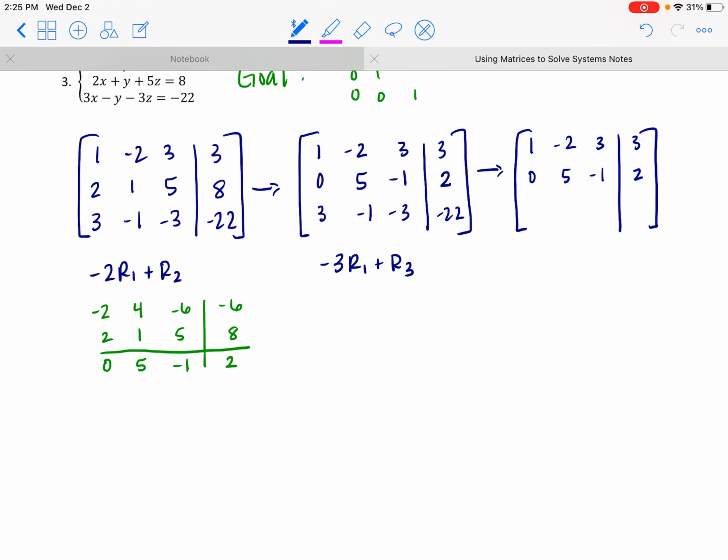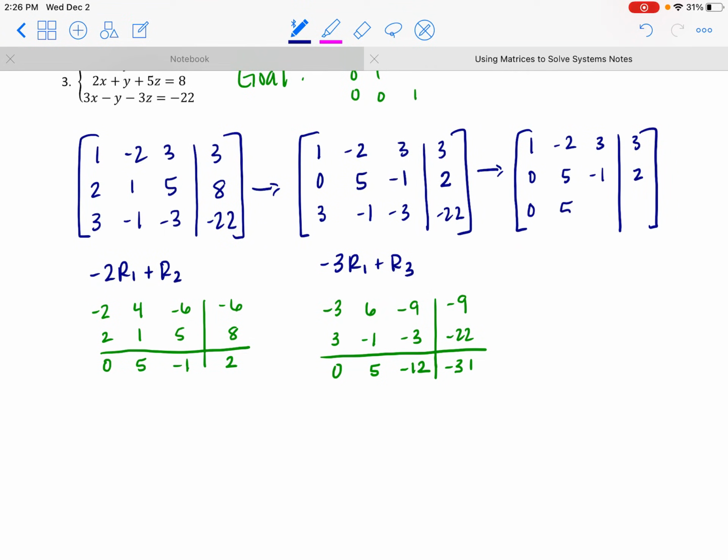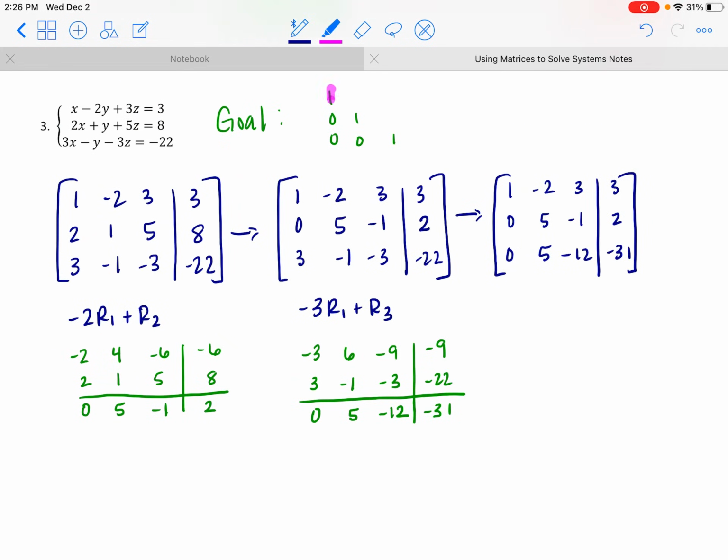It's just giving me a new row 3. I'm getting a new row 3 by adding a multiple of row 1 to it. So we've got -3 times row 1 would be -3, 6, -9, and -9. Row 3 was 3, -1, -3, and -22. But now when I put these together, I get my new row 3, which is 0, 5, -12, and -31. So now I'm bringing over 0, 5, -12, and -31. All right, so I've got this part of the goal.